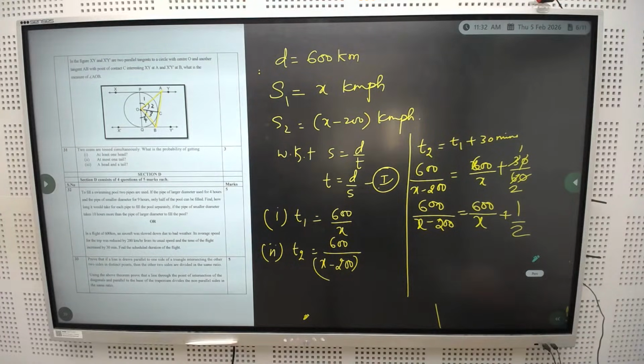When speed is reduced, time will increase. They said in the question that due to bad weather, the speed of the train was reduced by 200 kilometers per hour. Because of this decrease in speed, it has taken 30 minutes more. So that's why plus 30 minutes. It is 2,40,000.